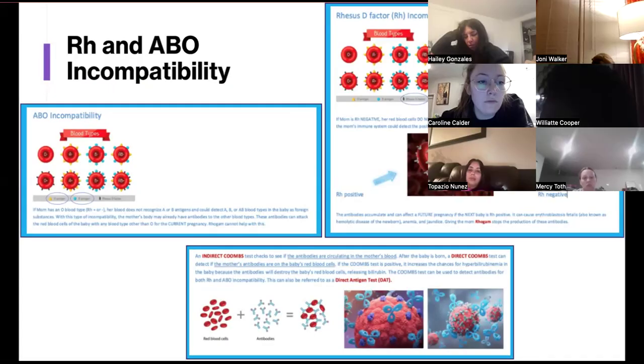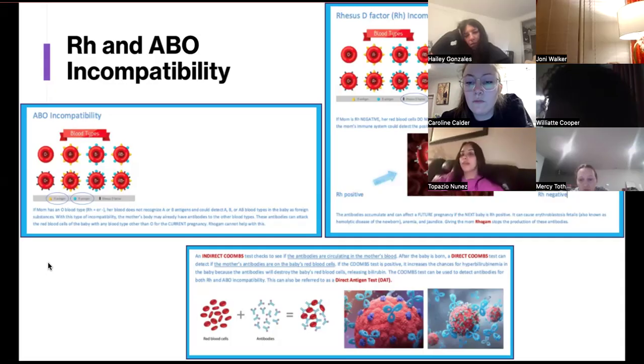This always has to do with mom's blood type. When we're talking about ABO incompatibility, it's just talking about her actual type: A, O, B, AB. So if mom has an O blood type, regardless of whether she's Rh positive or Rh negative, her blood does not recognize A or B antigens and could detect A, B, or AB blood types in the baby as foreign. With this kind of incompatibility, the mom's body may already have antibodies to the other blood types. So they're going to attack the red blood cells of the baby with any blood type other than O for the current pregnancy.